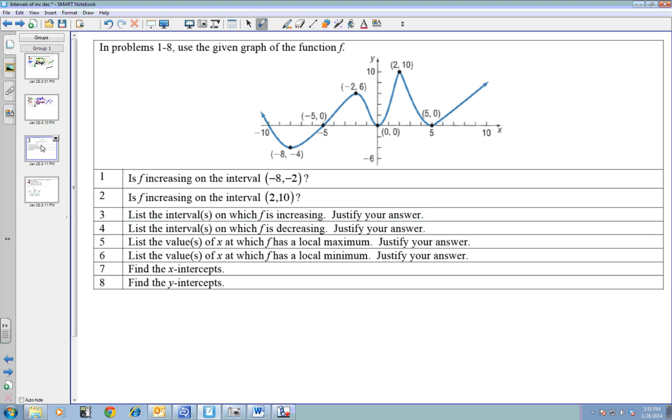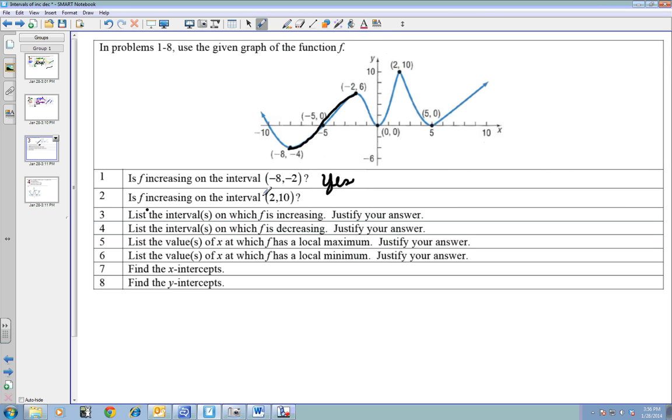Okay, so let's look on the next page. Use the given graph for the function f. So is f increasing on the interval from -8 to -2? So here's -8, here's -2. So I'm going to trace it. Is that part of my graph increasing? Okay, and it is, yes, it is increasing.